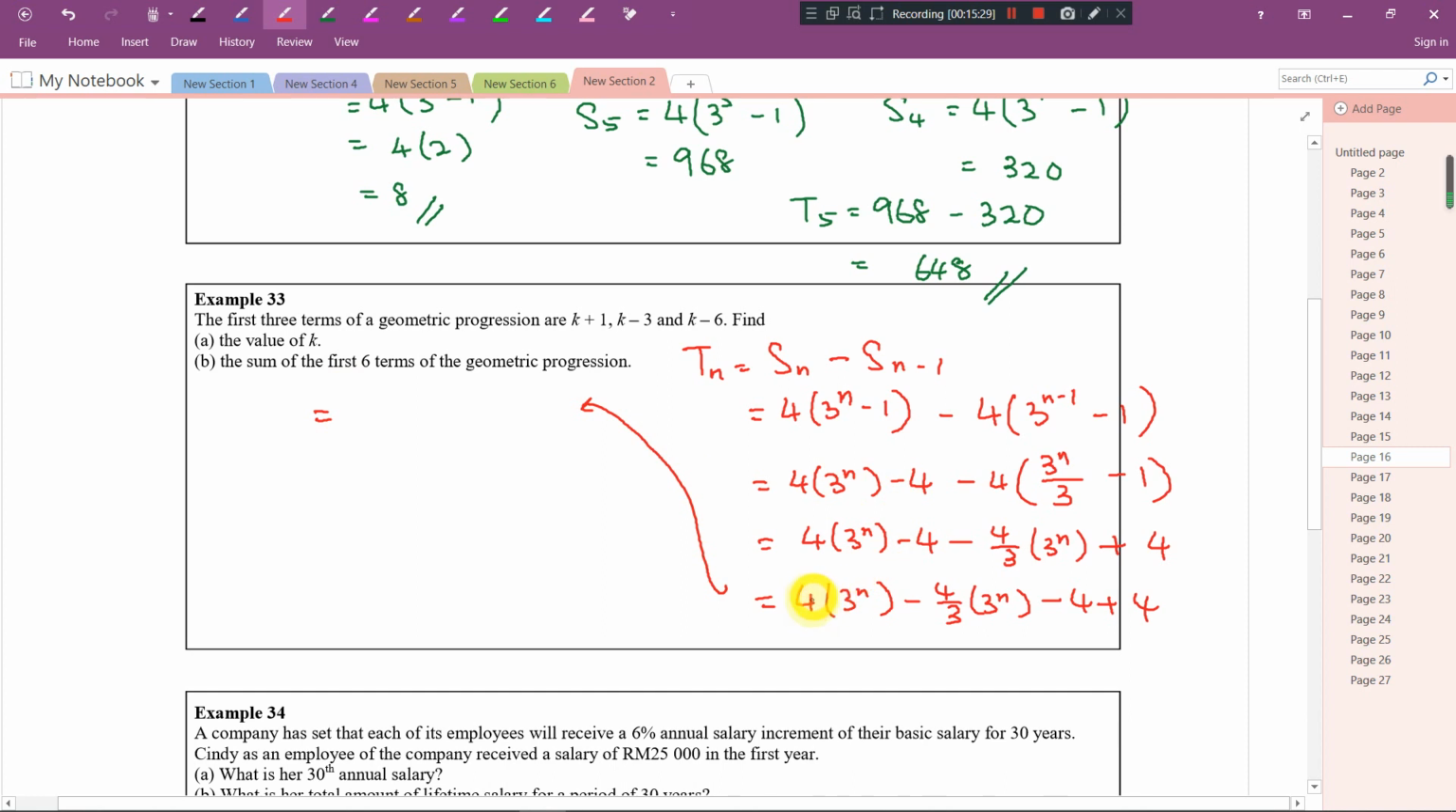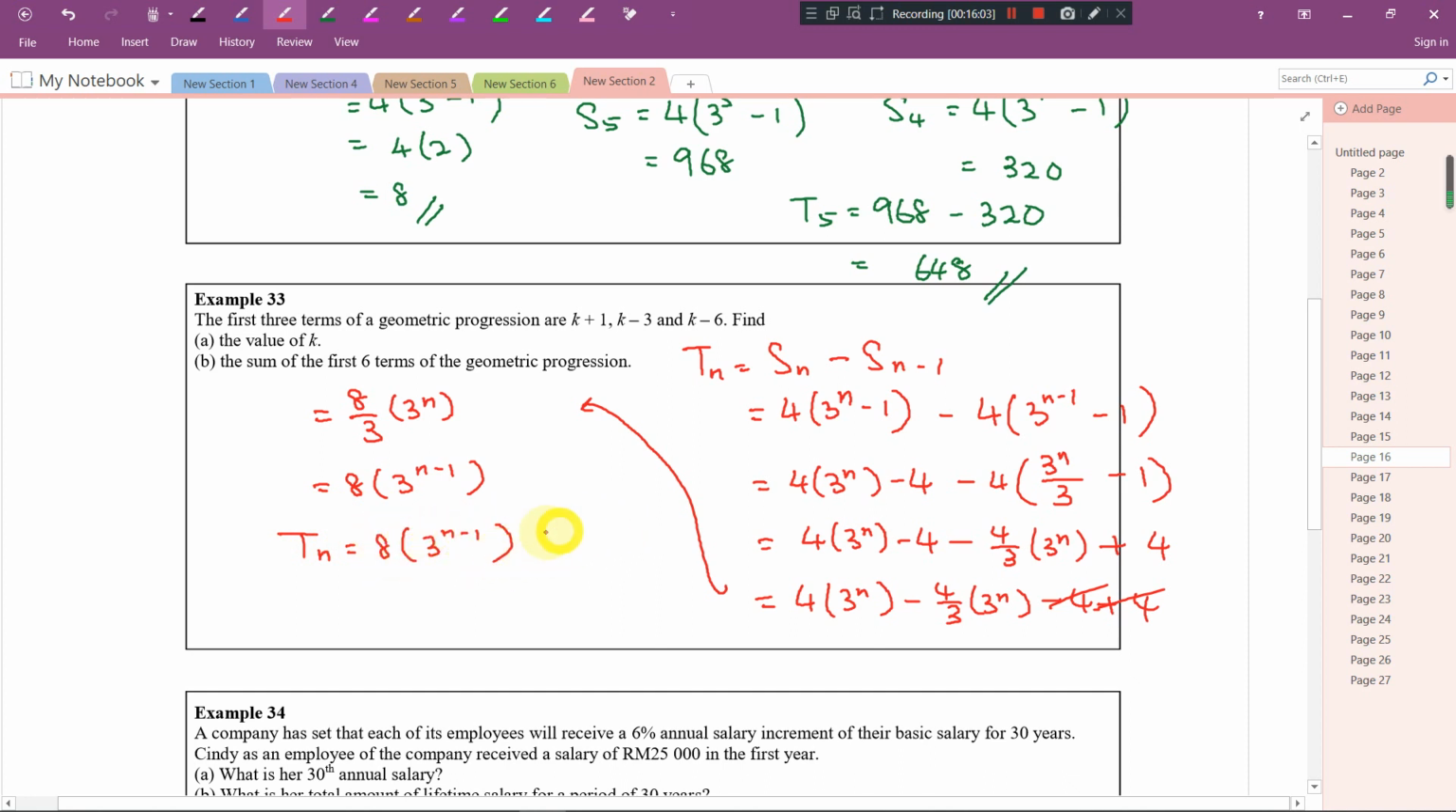Okay, so now you can just think this way: 4x minus 4 over 3x. How many x do we have now? Now we have 8 over 3, 3^n. Negative 4 plus 4, no more. Since this is 3, we can actually do this way, minus 1. Now we got the algebraic expression for Tn: 8 times 3^(n minus 1).